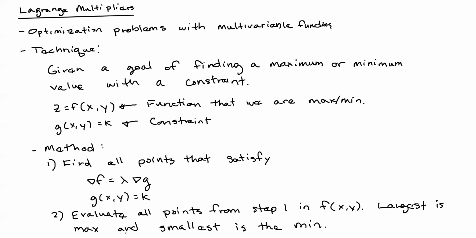And that concludes the method right there. All right. So what are Lagrange multipliers? They're optimization problems. And so what technique is used to solve Lagrange multipliers? Well, first you have to have the goal. And the goal is to maximize or minimize subject to a constraint, which we described here. And then the method itself that we use to solve it is you find all the points that satisfy this. All right. And we're going to talk about this. So if you're looking at this and you're like, what is that? We'll talk about it. And then step 2, you're going to go through and evaluate all the points from step 1. And the largest is the max and the smallest is the min.